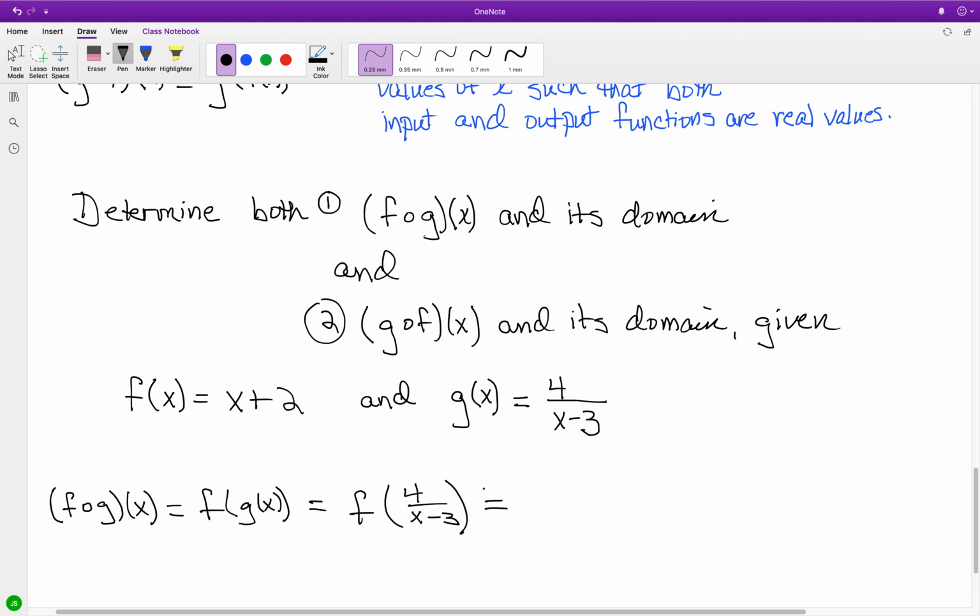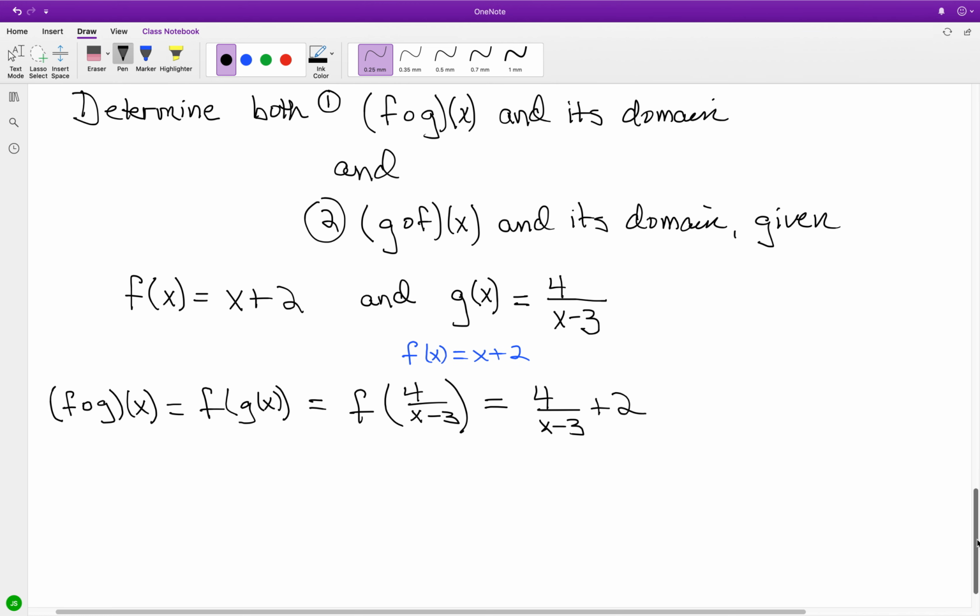Following through with f of x equal to x plus 2, and now with input 4 over x minus 3, the outcome will be 4 over x minus 3 followed by the addition of 2. We will leave those terms separately. You don't have to worry about combining as a single ratio.